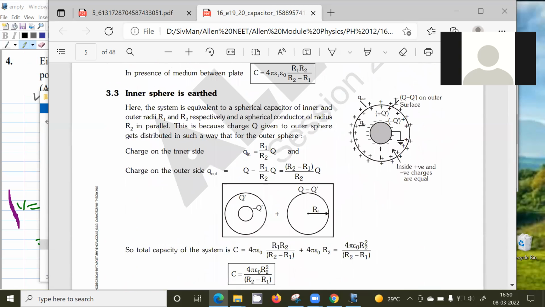Similarly, you have to find the electric field here. The potential of the capacitor is the potential between these two, so you have to find the potential of this outer sphere. That you can find by integrating.